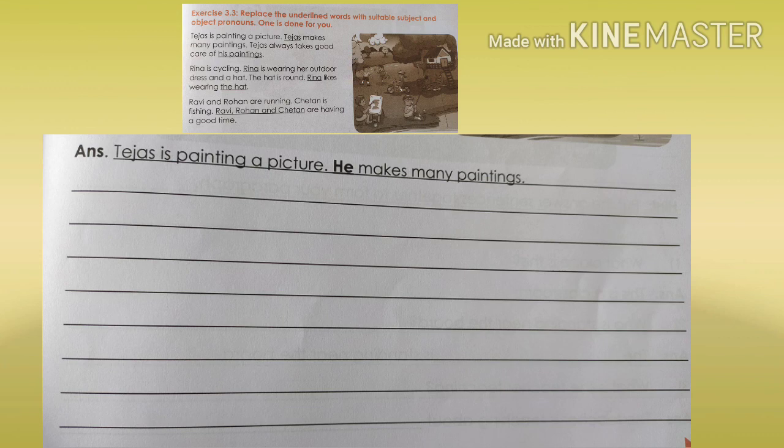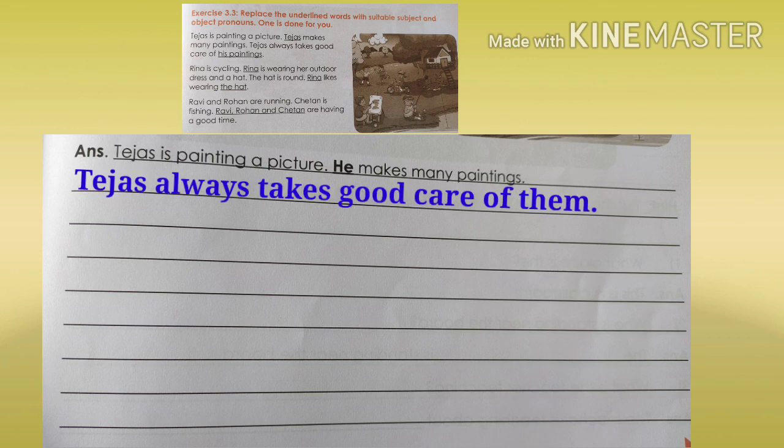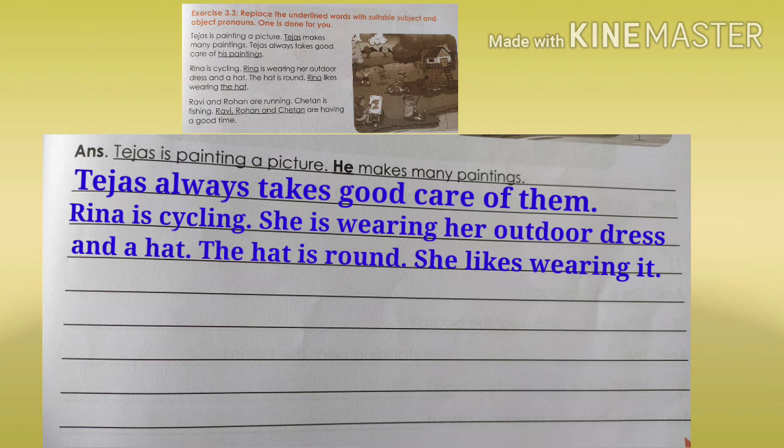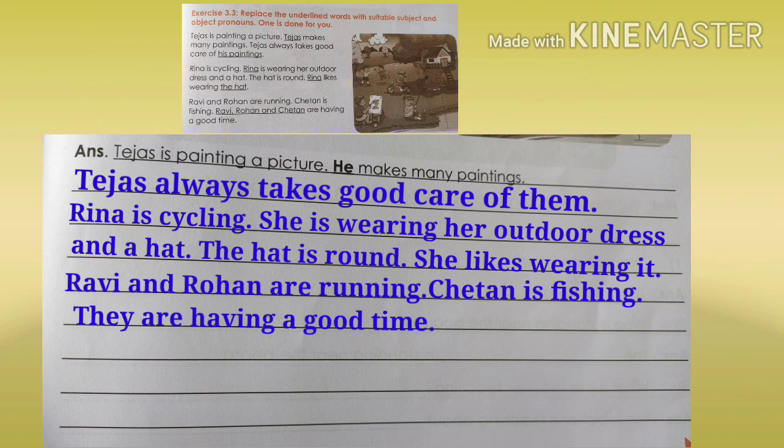So the correct answer is, Tejas is painting a picture. He makes many paintings. Tejas always takes good care of them. Reena is cycling. She is wearing her outdoor dress and a hat. The hat is round. She likes wearing it. Ravi and Rohan are running. Chetan is fishing. They are having a good time.